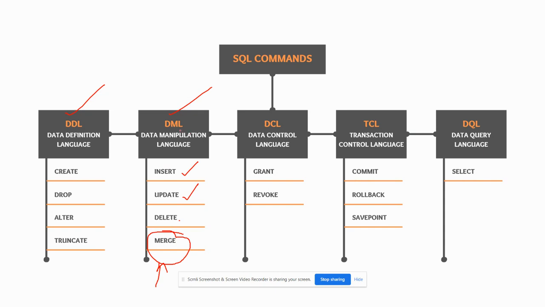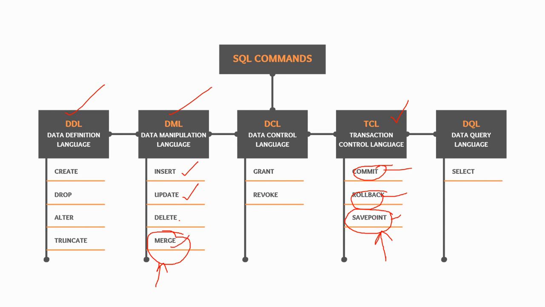So DDL is completed, DML is completed, and TCL we also discussed yesterday: commit and rollback. Savepoint has to be discussed in the advanced section. We can discuss rollback, commit and savepoint again in the advanced section. In DML we are left with merge and insert all statements.